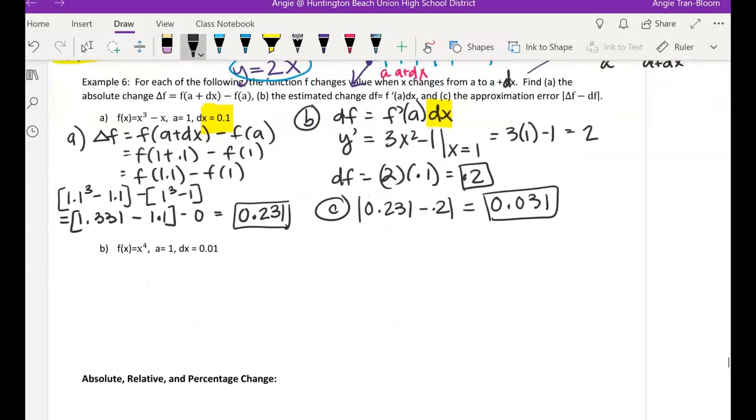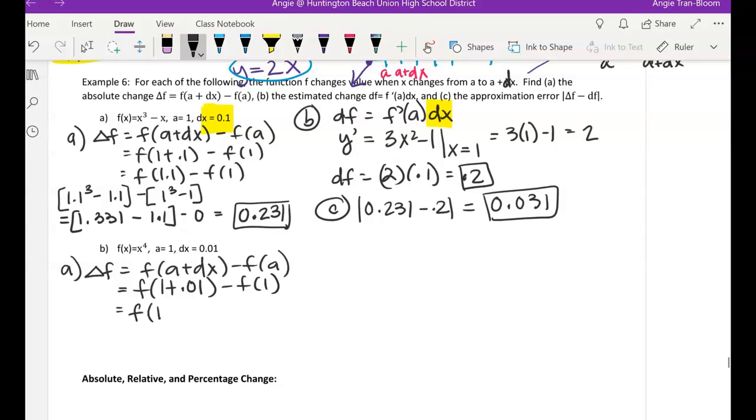Okay, let's try this one. Is this one going to give us a bigger error or a smaller error? Again, same thing. We want to find the actual change first, which is y of 2 minus y of 1, or y of x2 minus y of x1. For this one, f of a is 1 plus 0.01 minus f of 1. Let's plug it in. Let's simplify that: f of 1.01 minus f of 1. So here we go.